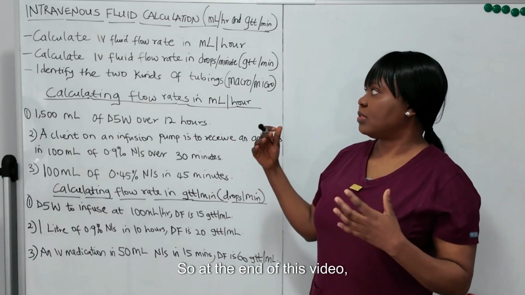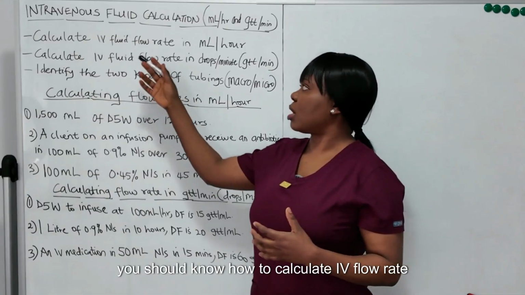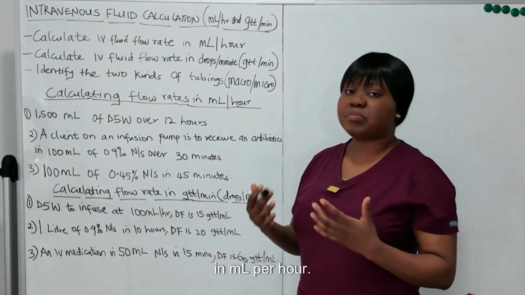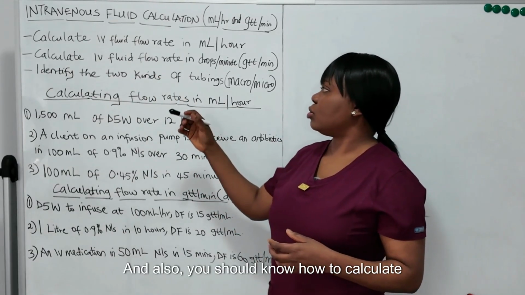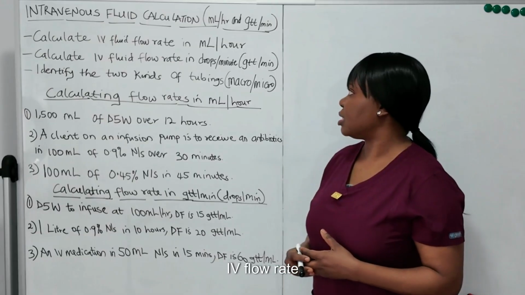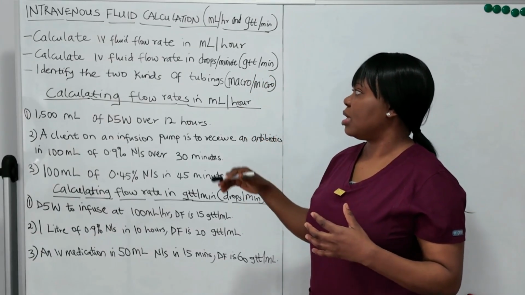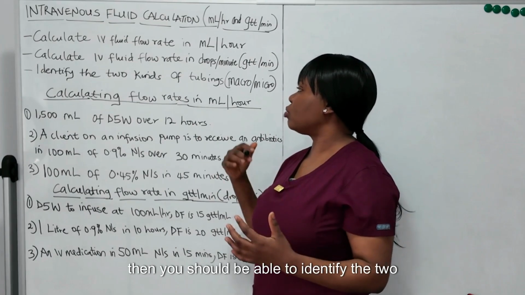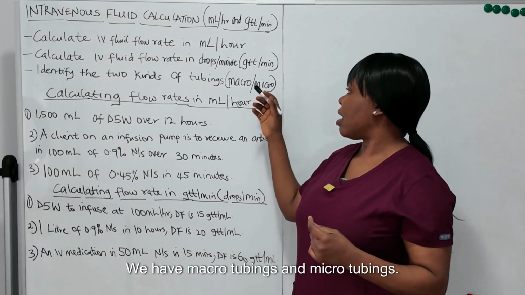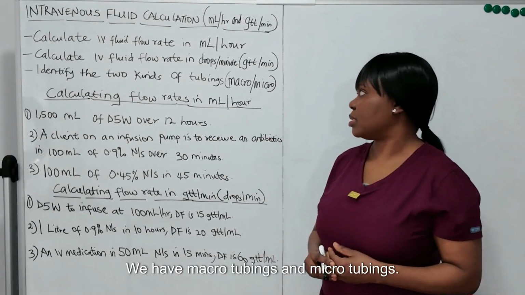At the end of this video, you should know how to calculate IV flow rate in ml per hour, and also how to calculate IV flow rate in drops per minute, which is what we call GTT per minute. And then you should be able to identify the two kinds of tubings. We have macrotubings and microtubings.